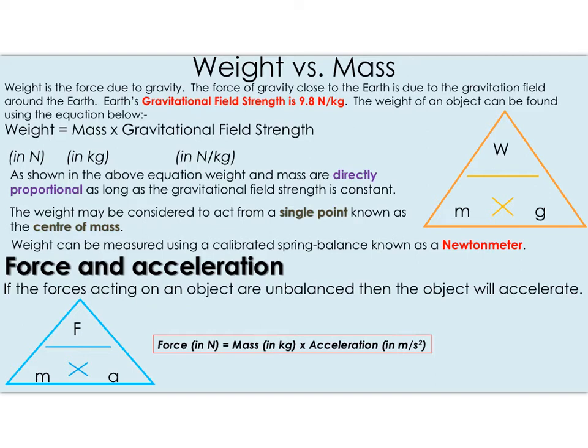That means if you were to drop an object on the Earth, it would accelerate at the same value as the gravitational field strength, so that would be 9.8 meters per second squared. And the key thing to remember with any force, when we're talking about forces here, we're talking about the resultant force. So if the forces are unbalanced, providing a resultant force, that's when an object will accelerate.